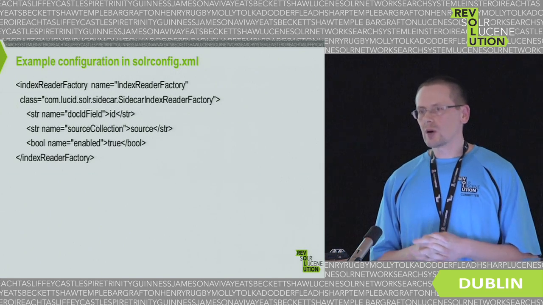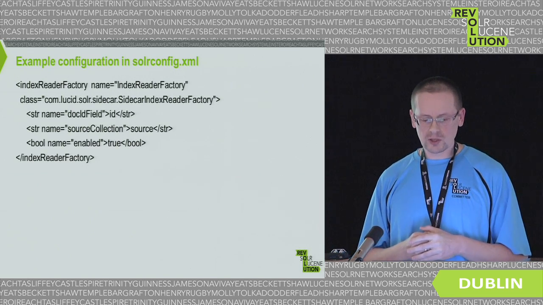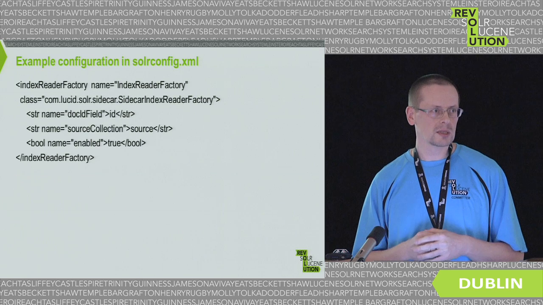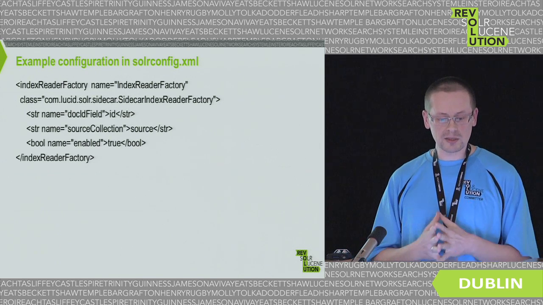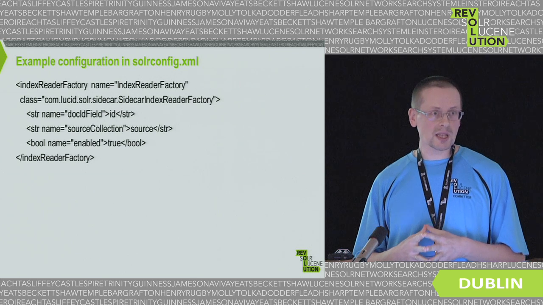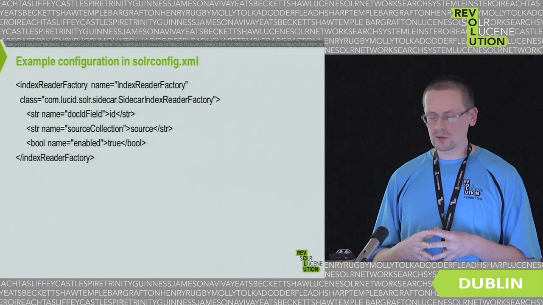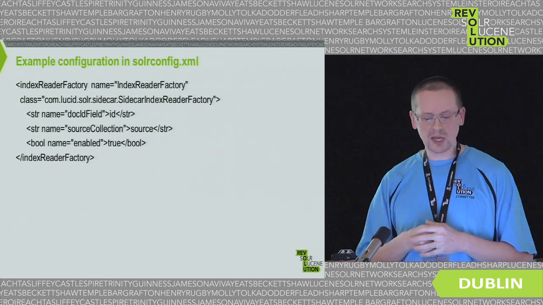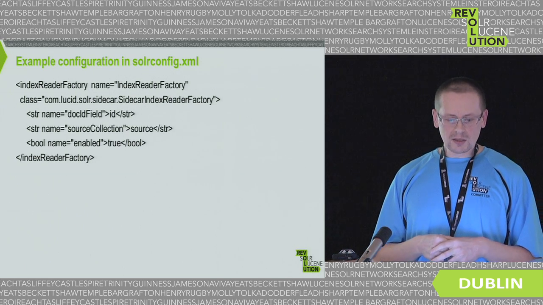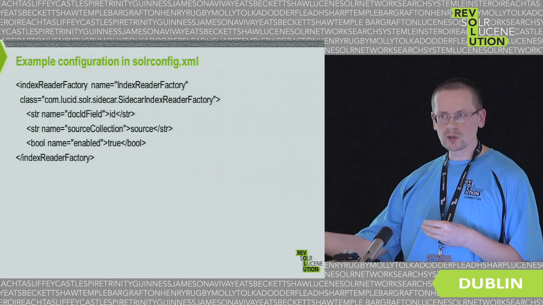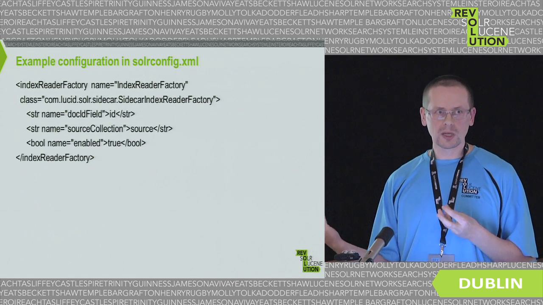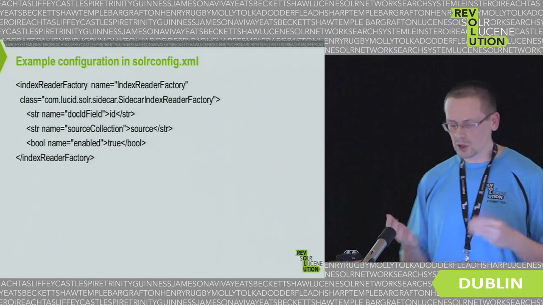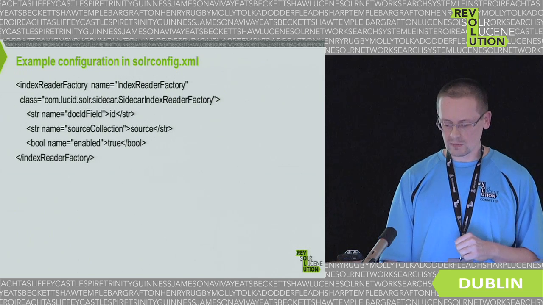How to use these components? Well, if you go to this link that I showed you before, you can compile this stuff. You can create a jar. You can drop this jar into Solr lib directory, and then you can simply specify that the index reader factory uses this class. And in parameters in this component, you specify that the doc ID field for that foreign collection, for the sidecar collection, is ID. And the source collection that is the source of these additional sidecar data is called source, and you can enable or disable this sidecar functionality.